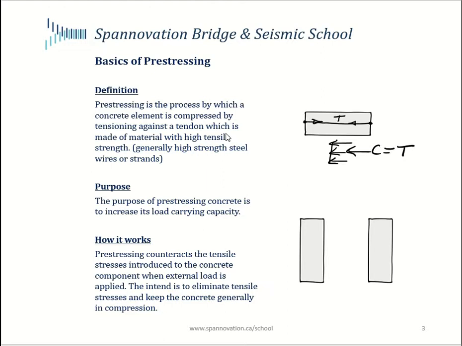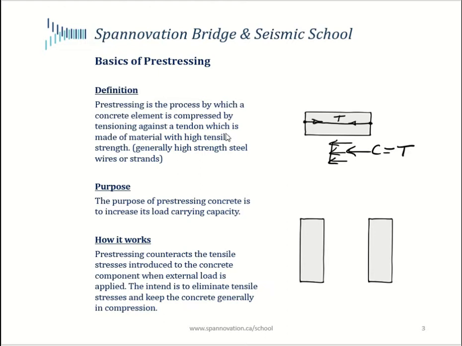And how does this help us? How does introducing this precompression help us? Well, it helps us in increasing the load carrying capacity of concrete. And how does it work? Well, we all know that the weakness of concrete is tension. So prestressing works by counteracting the tensile stresses introduced by external loads. And the intent of prestressing is to eliminate tensile stresses in concrete and to generally keep it under compression.